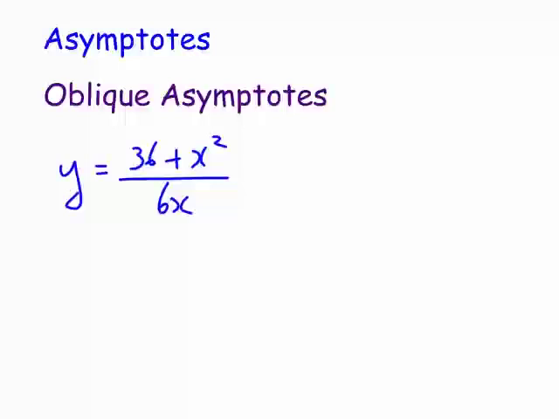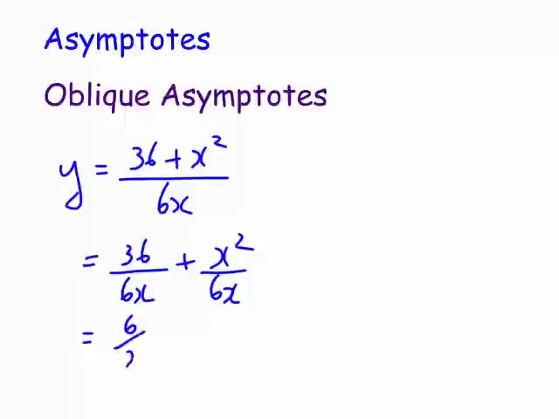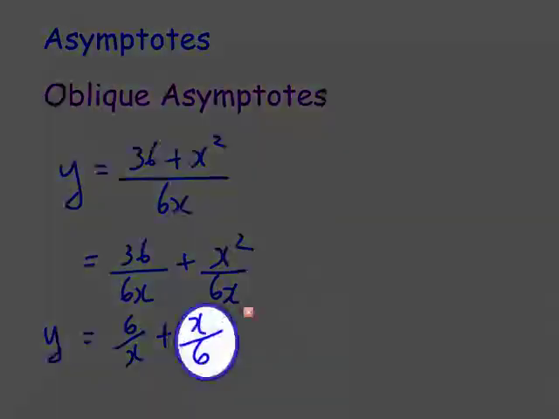Okay, so we could break this one up into 36. We don't really need to do polynomial long division. Obviously, assuming that x is not 0, we can actually divide through by x. So we get 6 on x plus x on 6. Now, once it's written like this, we can straight away see that y equals 1/6 of x is an oblique asymptote. This bit here is the oblique asymptote, y equals 1/6 x.